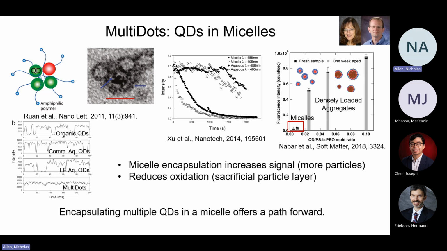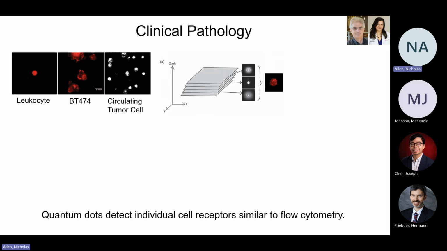And we believe that's because when you have a lot of quantum dots in there, a couple of them can act like a sacrificial layer, but the ones in the middle are still protected. So as the oxidation is occurring, you're just losing the outside, but you're not losing everything. Whereas if you only have one particle and it oxidizes, then you lose it. So we think this is a path forward for commercialization.